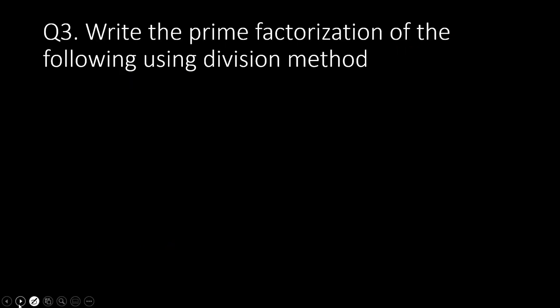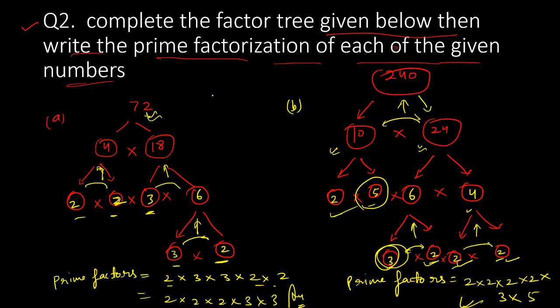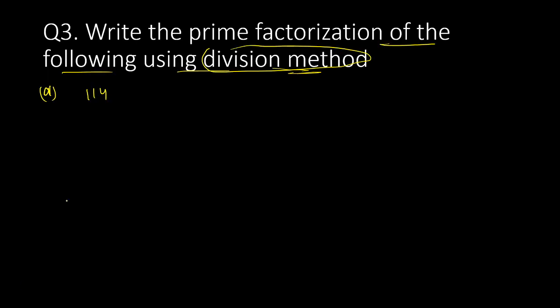Fine students. Now question 3 says write the prime factorization of the following using division method, and part A is 114. So we have to write prime factors of 114 by which method? By division method. In the previous question the method was called the factor tree method, but now we have to use the division method. So this is very simple.